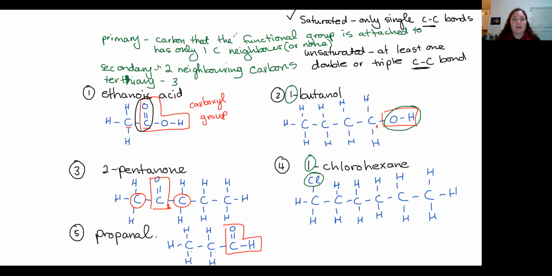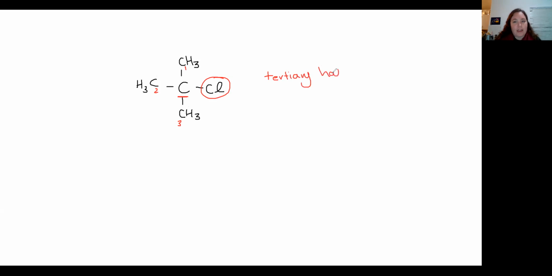So if I were to clear all of this away and draw a structure, and I make this a haloalkane, but I put in carbons all the way around here, so this will be a CH3, a CH3. Just be warned, if you connect this to a carbon, we actually put the H3 on the other side. If you look at this chlorine, the chlorine is attached to that carbon, and it has got one, two, three carbons attached to it. So this would be a tertiary haloalkane.